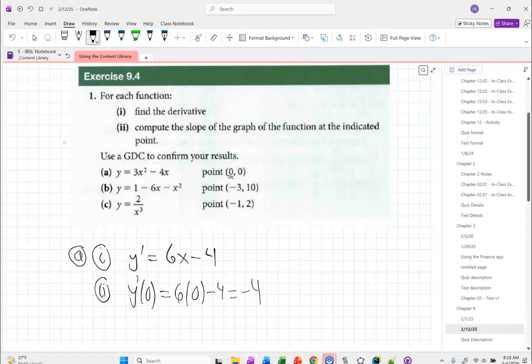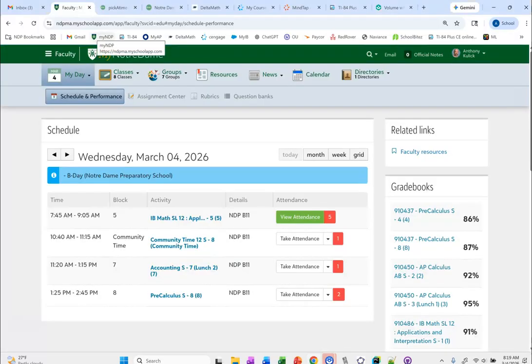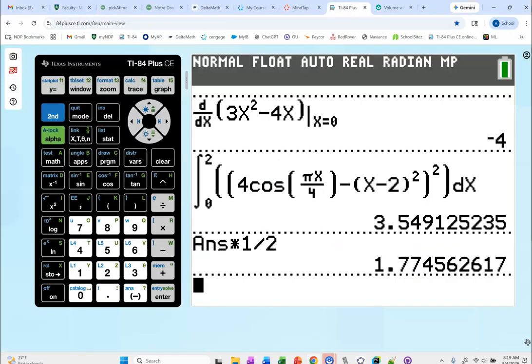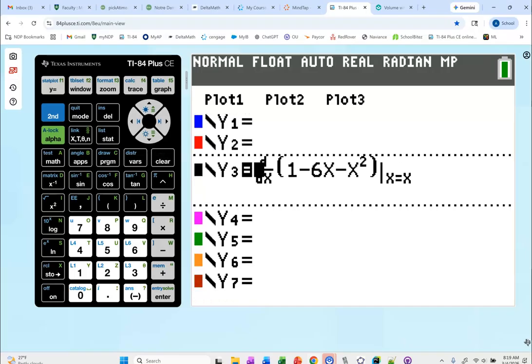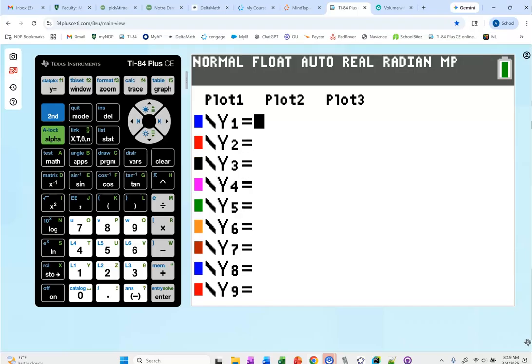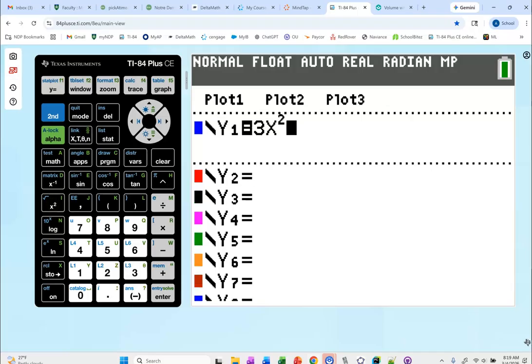Did you know you can do this on your calculator too? If you have your graphing calculator with you, I invite you to take it out to follow along. If you'd rather just sit and watch, that's okay too. I have calculators on my desk if you want to borrow one. Totally fine. So 3x squared minus 4x. This is our first function, right? Our function we're working on, yes?